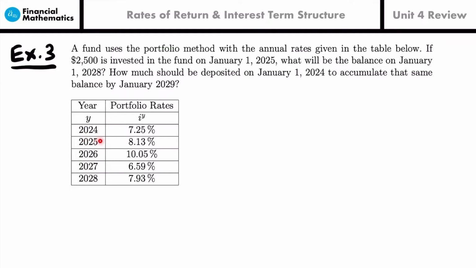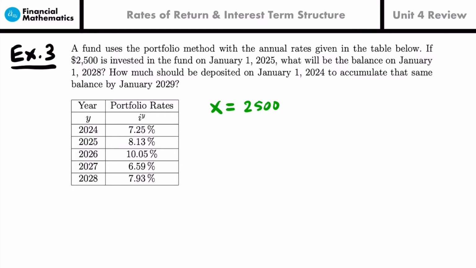We have 2024, 2025, 2026, 2027, and 2028 with their respective portfolio rates. Now, in particular, we want to use these portfolio rates to determine the balance on January 1st, 2028 of $2,500 if it's invested in the fund on January 1st of 2025. So our initial deposit, which I like to label with X, is equal to $2,500. It's invested in the fund on January 1st, 2025. We want to know its balance 3 years later on January 1st, 2028.